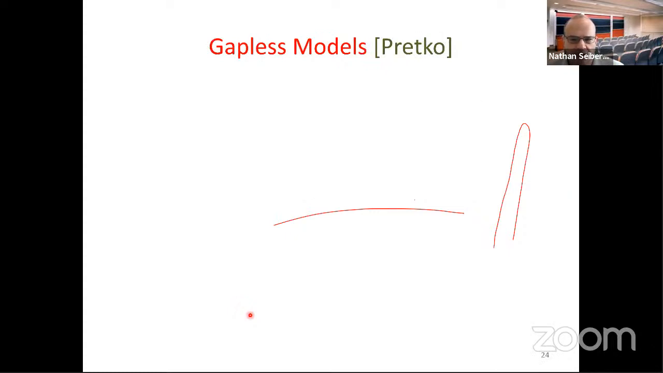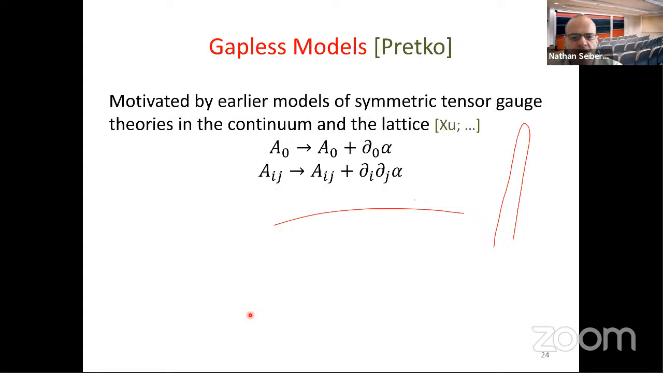The other development that I mentioned earlier is due to Pretko, who considered gapless models. It was motivated by earlier papers by Xiao-Gang Wen, who proposed a change in the ordinary gauge symmetry of Maxwell theory. Maxwell theory has a scalar potential, called A0. And under gauge transformation, it is shifted by the time derivative of the gauge parameter. And then we have a vector potential, which transforms with the spatial derivative of alpha. In this model, the vector potential is replaced by a tensor potential, and it transforms by a double derivative of alpha.